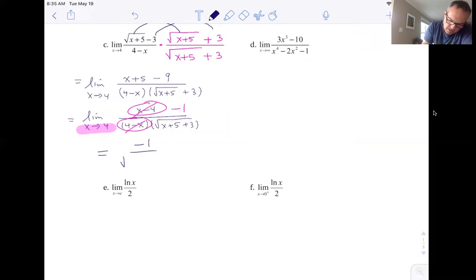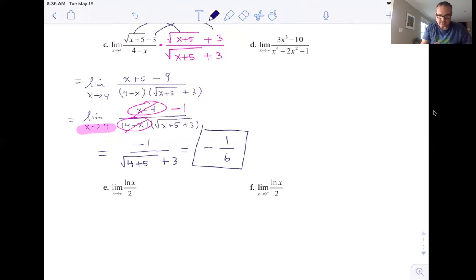On the bottom, I have root 4 plus 5 plus 3. Be careful, that plus 3 is not in the radicand. And so I got -1 over root 9 plus 3. That's -1 over 6. There we go.